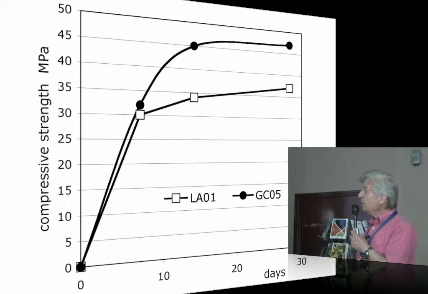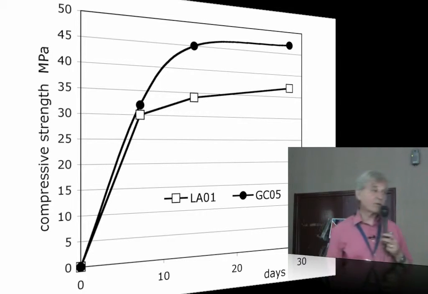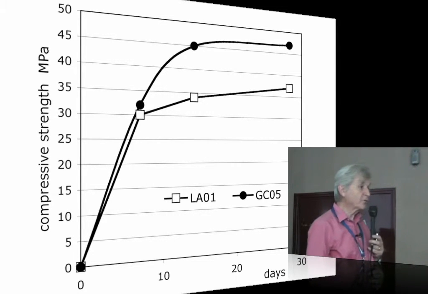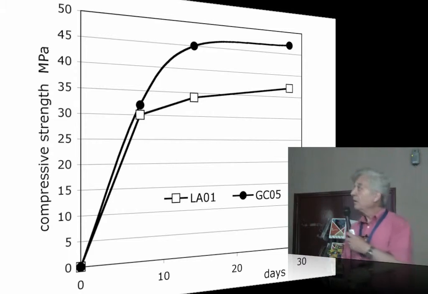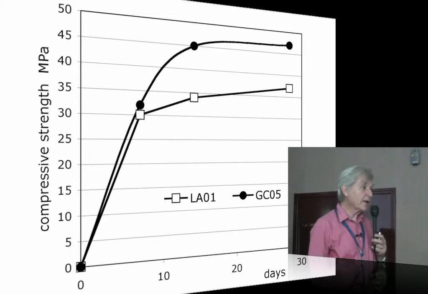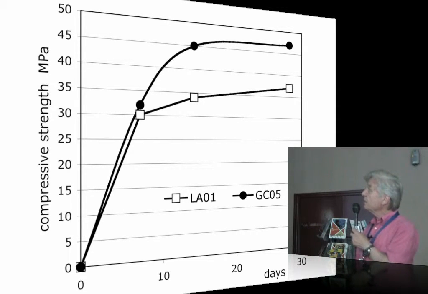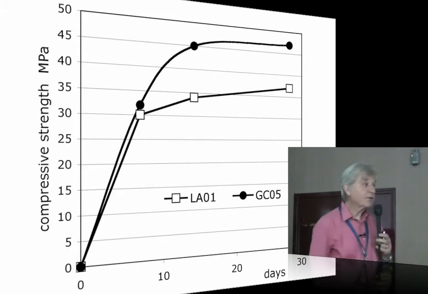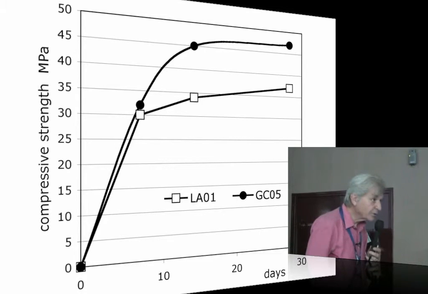And you see, at 8 days, we have 30 MPa for the LA01, which is a volcanic tuff up north of Rome in Italy, whereas the GCA is a volcanic tuff from the Gran Canary Island. We achieve 30 MPa at 8 days and more than 45 at 30 days. So this is a good material.